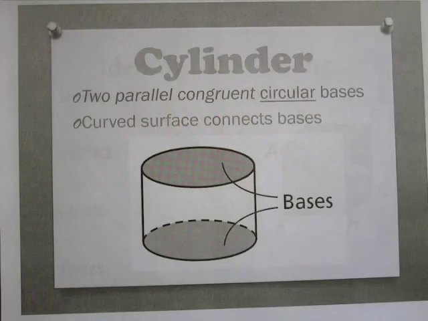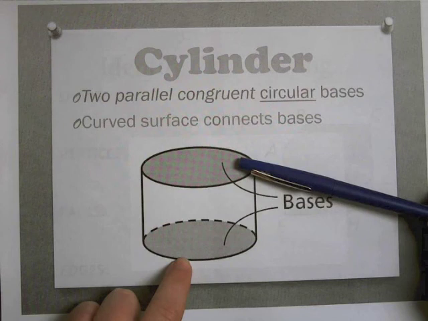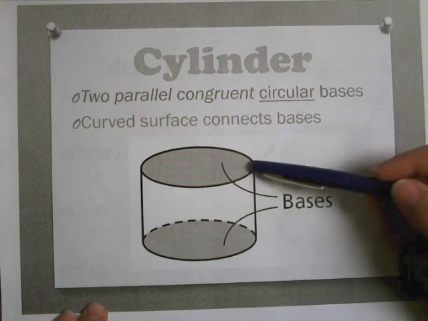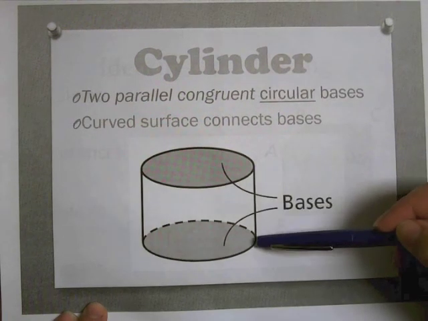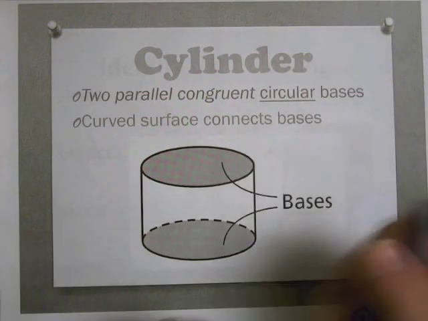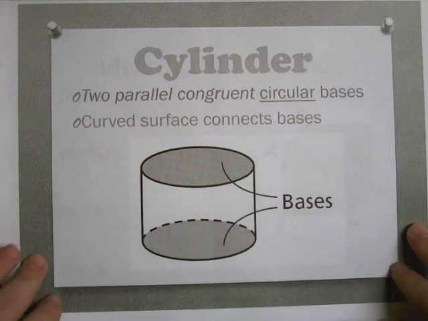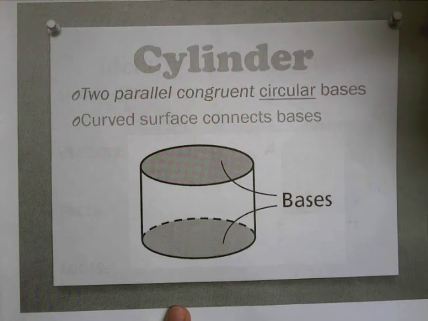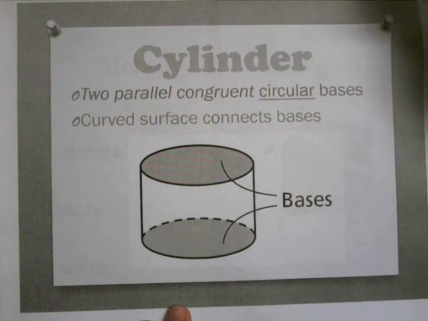Then we have a cylinder. The cylinder has two parallel congruent circular bases, okay, and the curved surface connects the bases. If we were to cut right along there and take the bases off and open it up, what shape would you have? Think about that for a few minutes. What shape would you have? And we'll talk more about that here in a second.